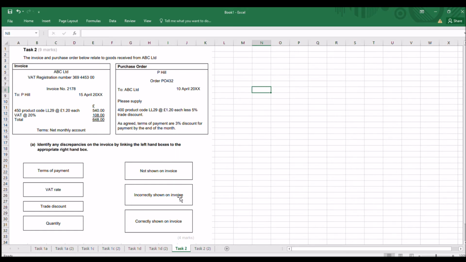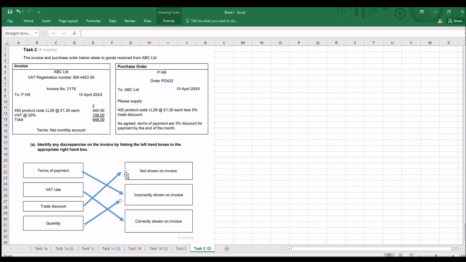Okay, so we're coming up to time now. So here's the answer, really. In terms of terms of payment here, the agreed terms were 3% discount for payment by the end of the month. So that's by the end of the month here. And the terms here are net monthly. Now, net monthly is by the end of the following month. So if this was, when was it, 15th of April, it would be 31st of May into that one. So that one's incorrectly shown in the invoice.